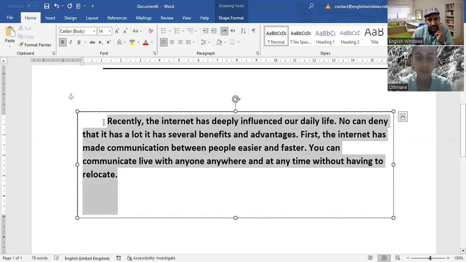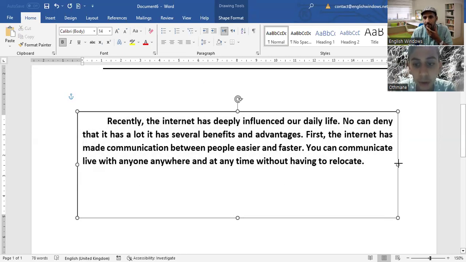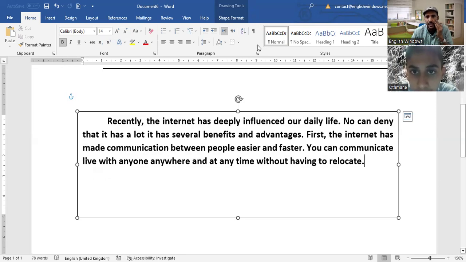What is it? The internet transforms the whole world into a small village. That's a very good idea. It means that thanks to the internet, the world has become just like a small village, right? Very nice. You can communicate live with anyone, anywhere and at any time without having to relocate.